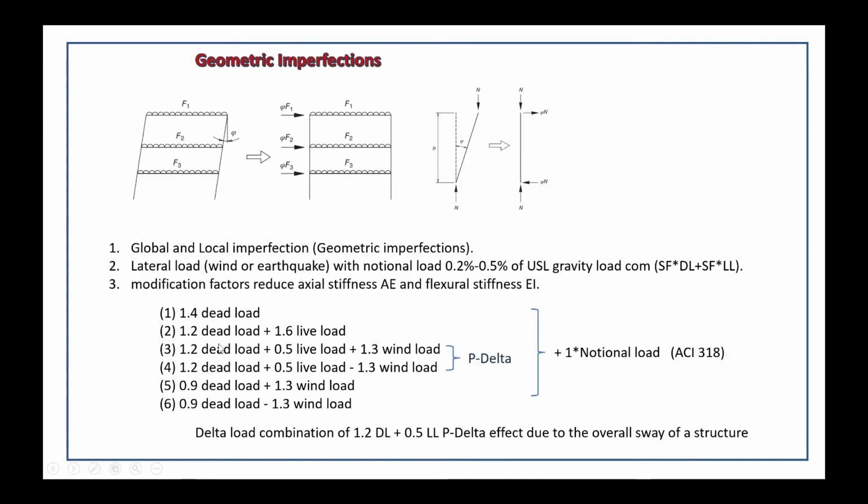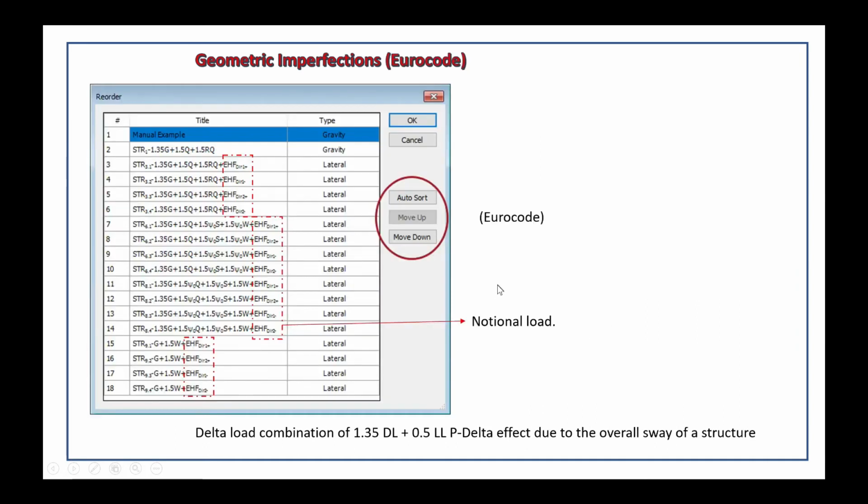And for the load combination, when you apply the notional load, you can apply it for all load combinations for the ACI code. And for the Eurocode, it's the same concept. Apply notional load with the gravity load.